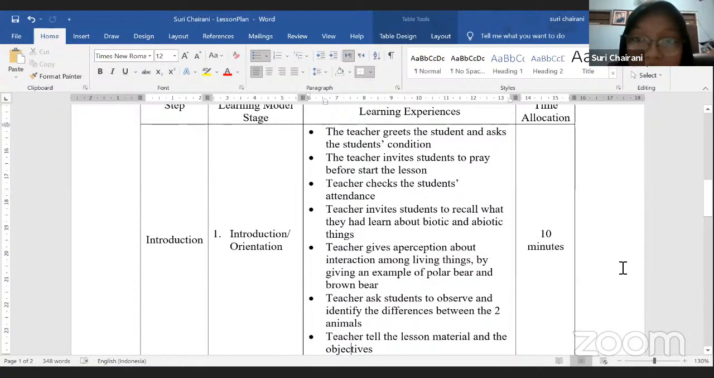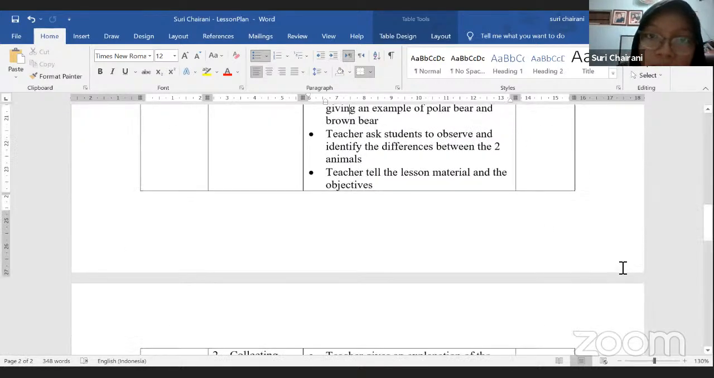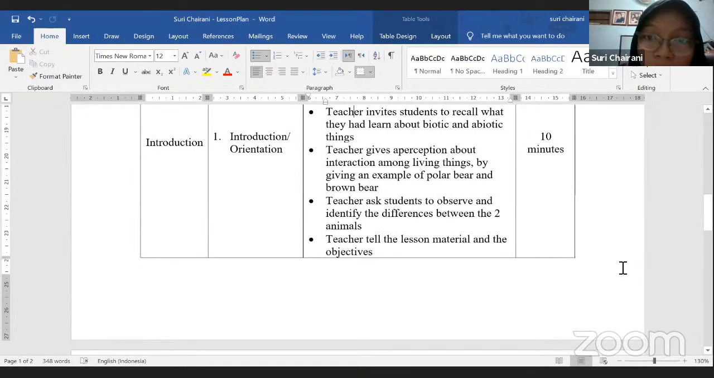The teacher greets the students and then invites them to pray, and checks the attendance. The teacher invites students to recall what they had learned about biotic and abiotic, and then gives a perception by giving the example of two bears, a polar bear and a brown bear. The teacher asks the differences between them, and then tells the lesson's material and objective.